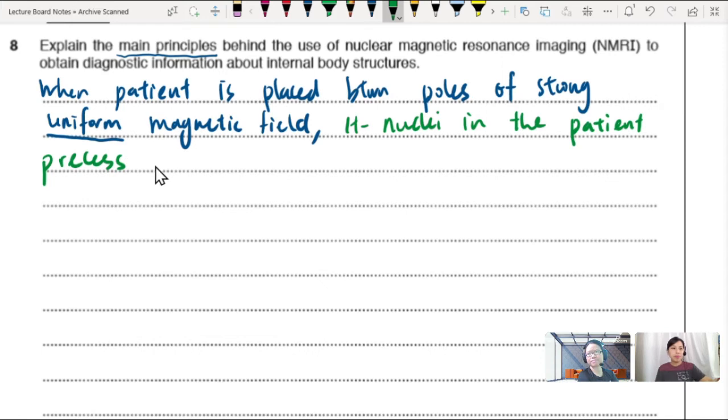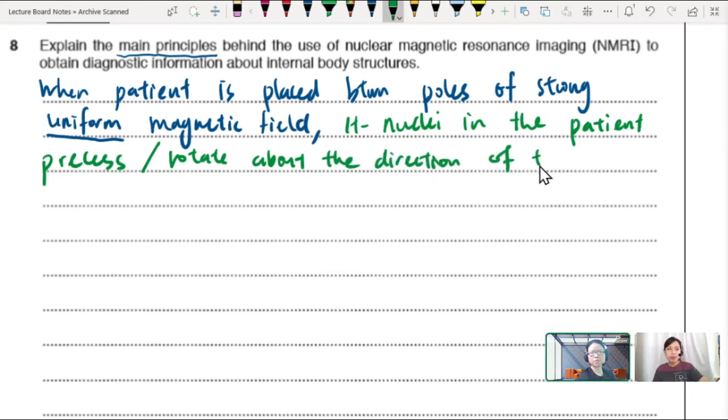Precess, or you could say rotate about the direction of this field. So this is just writing again what we have written a few minutes ago, but in a more compact form. Now everything is ready. We are ready to send in the pulse.